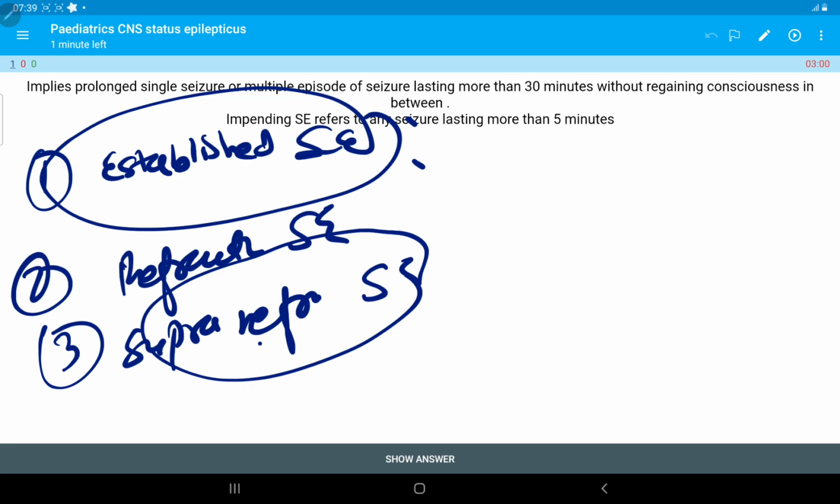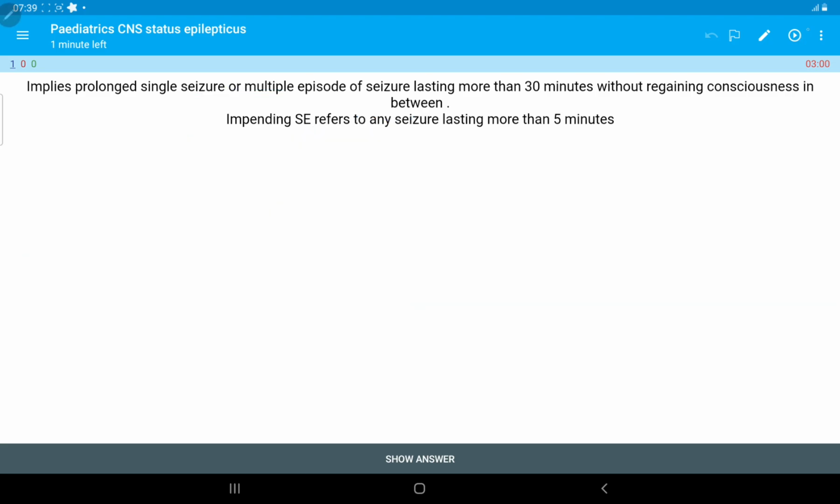This means status persists for more than 24 hours. If the seizure persists more than 24 hours, then that is called supra-refractory status epilepticus. Now we classify according to etiology. We have cryptogenic, symptomatic, hypocalcemia, hypomagnesemia. These are according to etiology. So these are cryptogenic and symptomatic, and in symptomatic we have acute symptomatic and remote symptomatic.